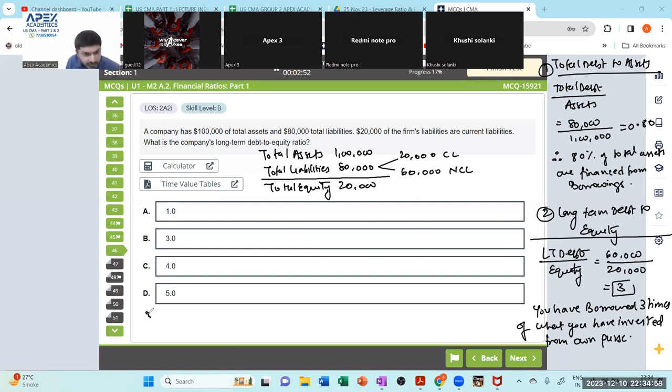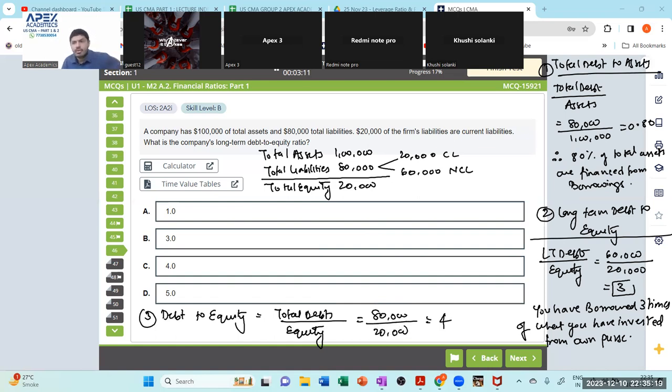Next, third ratio that we learned was debt to equity. Over here we will take total debts upon equity. Your total debts are 80,000 divided by this 20,000. Your answer is 4. So you can see why they have done the various numbers or whatever.